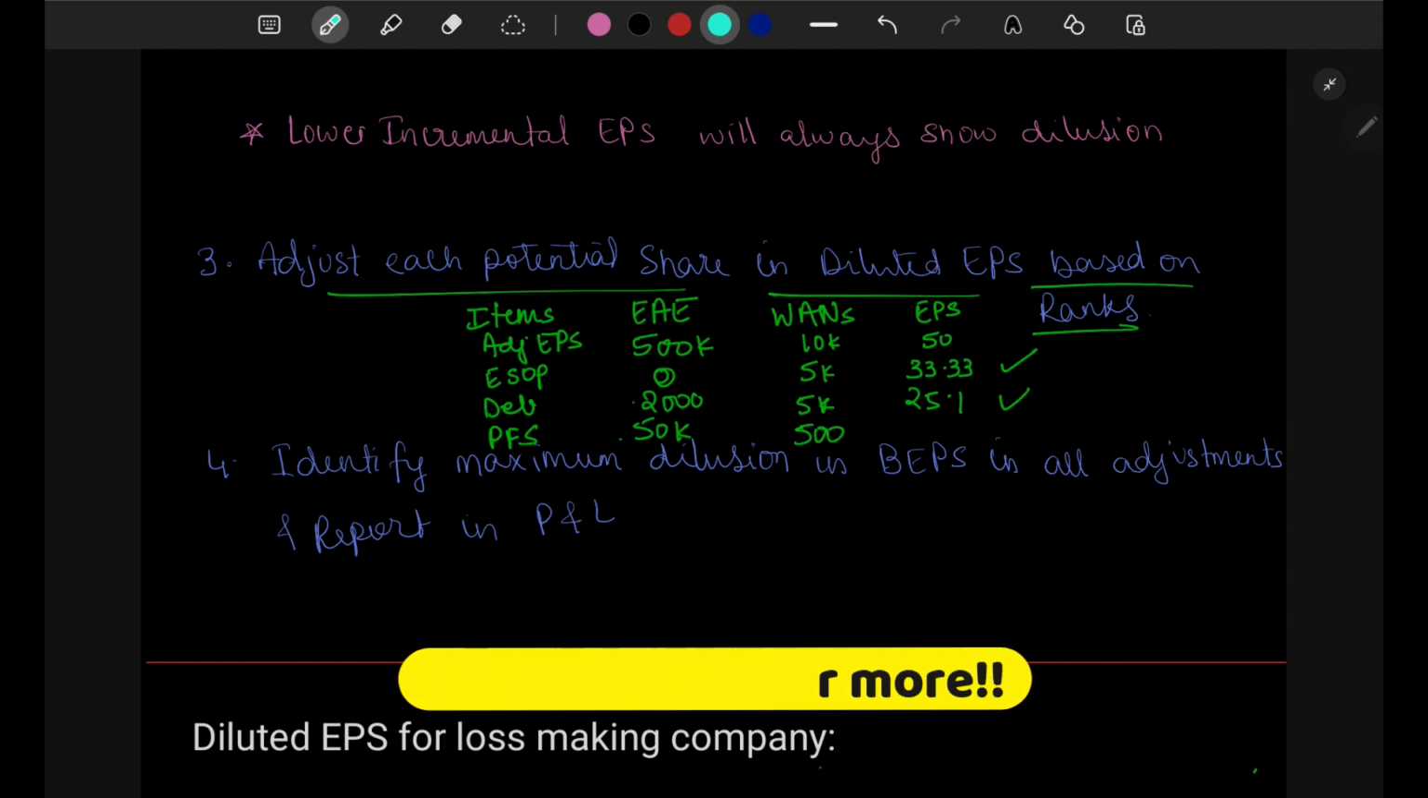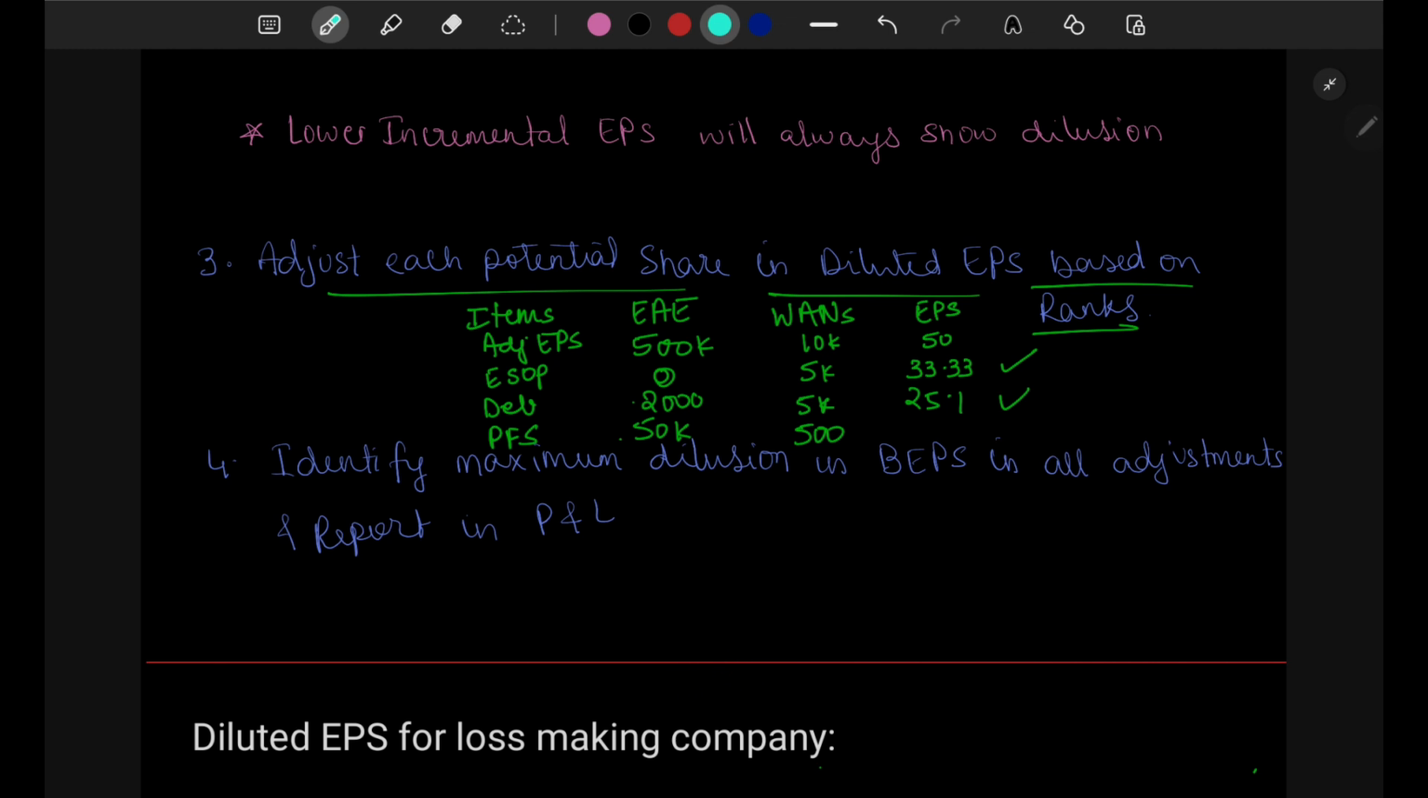So what I'm trying to show is, in case this increases, like from 25 it becomes 26, right? This is anti-dilutive, so you're not allowed to take this anymore, and you're not allowed to take anything that comes after this also, because those are anti-dilutive. So the last DEPS, the most dilution is at this point, which is 25.1 rupee, okay. Is that clear?